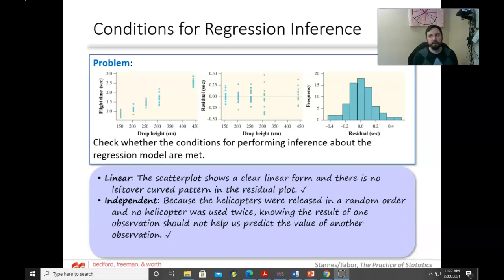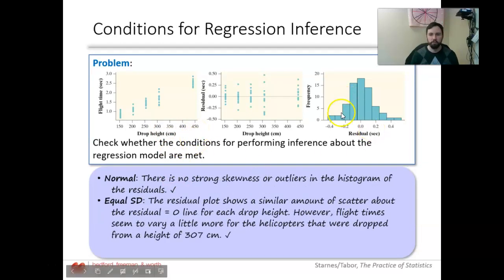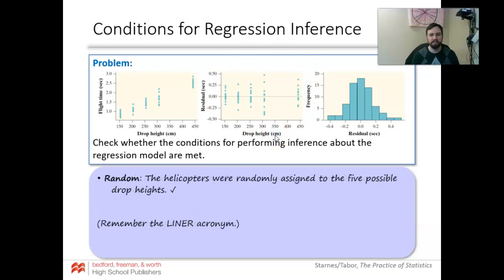Because none were used twice, we know that each trial was independent of each other, and none of them were used at the same time. So linear, yes. Independent, yes. Normal. Well, when I look at the histogram, it looks pretty good. There's no skew or outliers, so it is normal. Equal standard deviation. My spread in the beginning is about the same as the spread at the end, so I would say that is an equal standard deviation. It's the same at any point. And lastly, was it random? Yes, it was randomly assigned to 5 possible drop heights. We did LINER: Linear, Independent, Normal, Equal SD, Random.